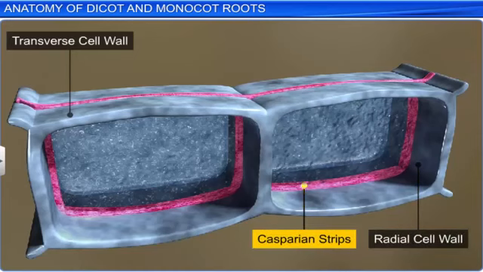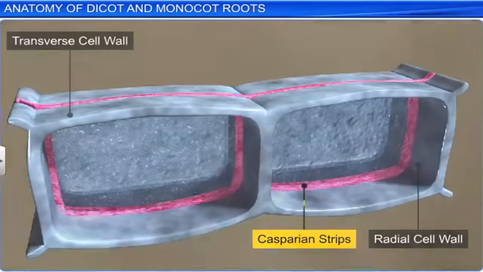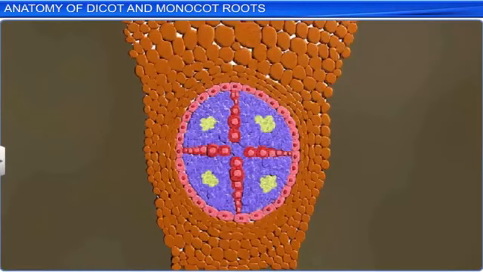Suberin is a waxy, waterproof substance present in the cell walls of the cork tissue in plants. Going back to the transverse section of the dicot root, after the endodermis, a few layers of thick-walled parenchymatous cells are present in the tissue. This is known as the pericycle.